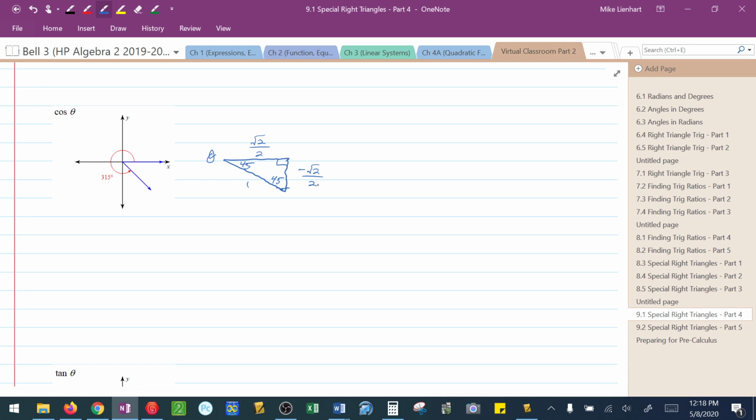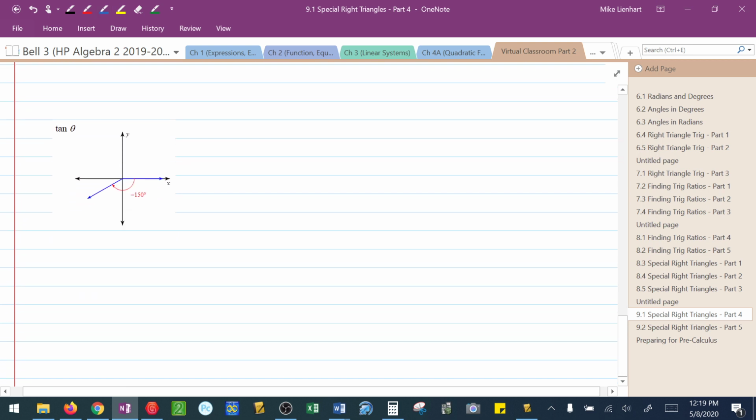I'm now ready to find the cosine of theta. Remember, we have to come back here to theta. The cosine of theta says adjacent, square root of 2 over 2, over hypotenuse. And if I simplify that, I get the square root of 2 over 2. Done. Let's try one more just to make sure.